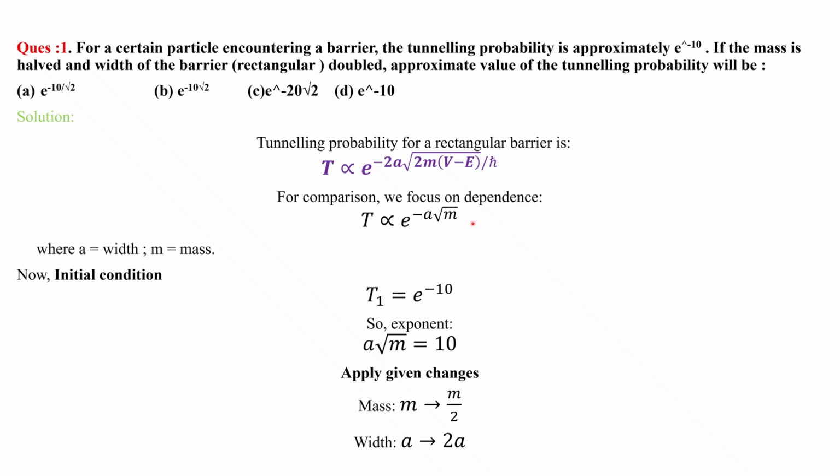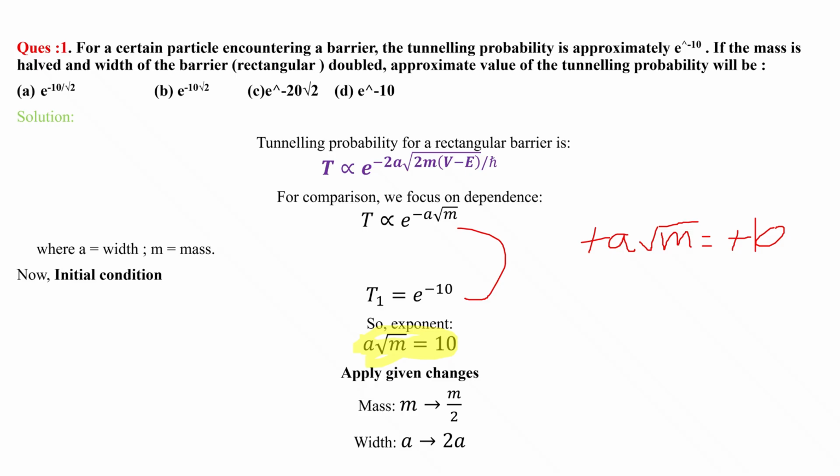So this is our formula, and this is the equation we're gonna take. Initially we are given the tunneling probability, that is e raised to minus 10. So we're gonna compare this with these two equations. It comes out to be minus a. This is the equation we got. Now we all know that minus minus cancels out, and we will get this equation. This is our exponent. This is the term we will get: a under root m equals 10.